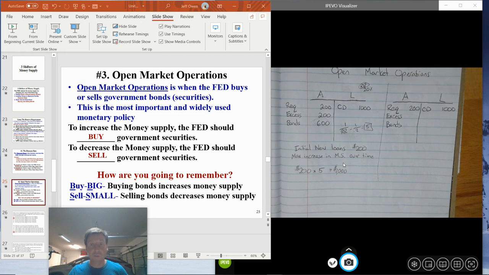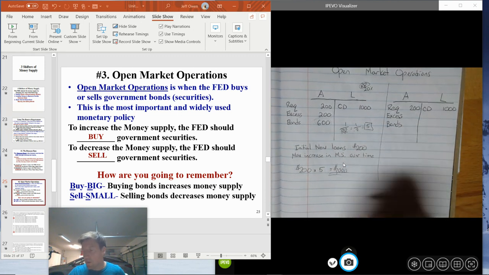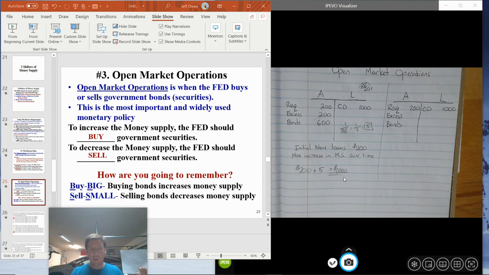But the Fed, they want to increase the money supply. They want to have the money grow more than 1,000 bucks. So they show up and they say, hey, look at that. You got 600 bucks worth of bonds. And the bank's like, heck yeah, I do. I got $600. Can I buy your bond from you? And they're like, yeah, why not? I will sell that to you.